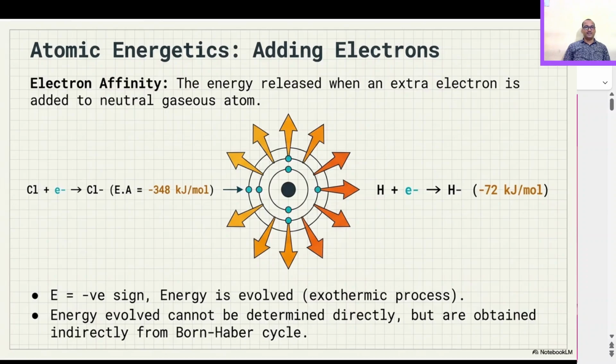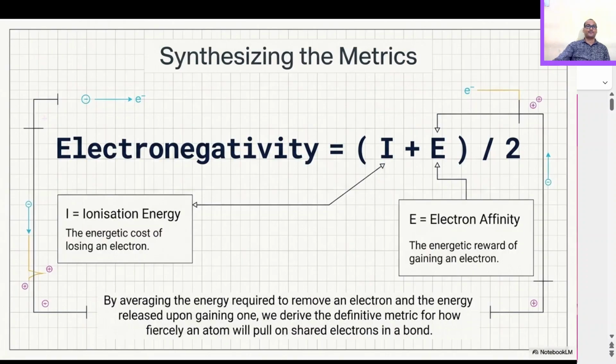The same thing you can see here: chlorine accepts 1 electron, the electron is added, and its electron affinity is minus 348 kilojoule per mole, and for the H minus ion it is minus 72 kilojoule per mole. Similarly, electronegativity is the average of the ionization energy and electron affinity.